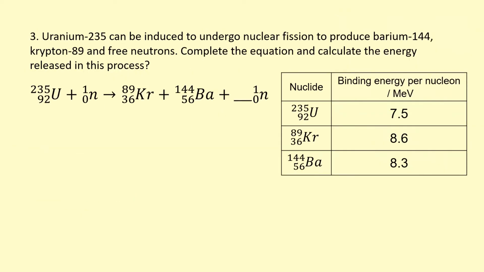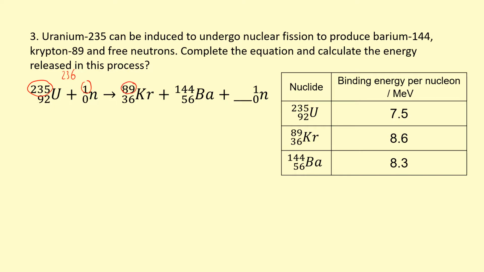Okay, uranium-235 can be induced to undergo nuclear fission to produce barium and krypton and some free neutrons. Complete the equation and calculate the energy released in this process. Okay, so neutrons don't affect the proton number, so I'm just looking at the mass number. We've got 235 here and 1, so that gives me 236 in total on the left-hand side. And we want 236 on the right-hand side as well.